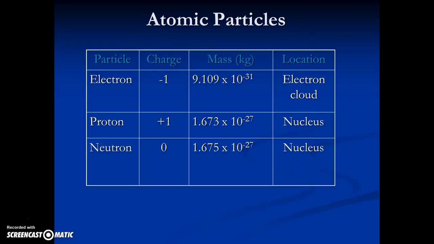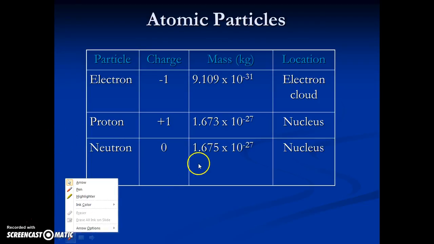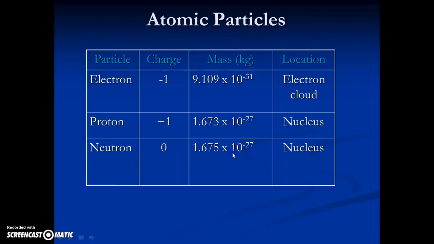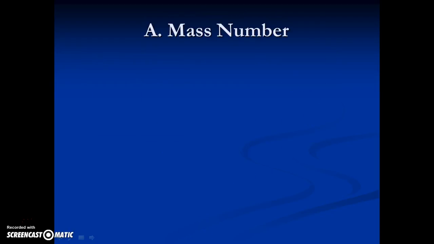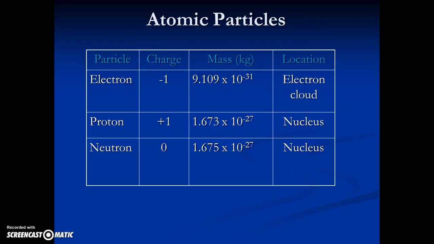So here's a chart of electrons, protons, and neutrons. You do not need to know the masses of these particles. What you do need to note, though, if you look here at the mass for neutrons and protons, notice they're about the same. The mass of a proton is about equal to the mass of a neutron. And one of these two, a proton or a neutron, is about 1,000 times as massive as an electron. So it would take about 1,000 electrons to equal the mass of 1 proton or 1 neutron.